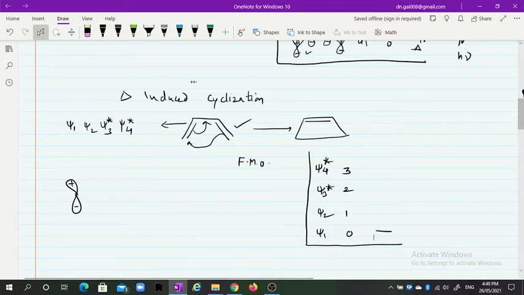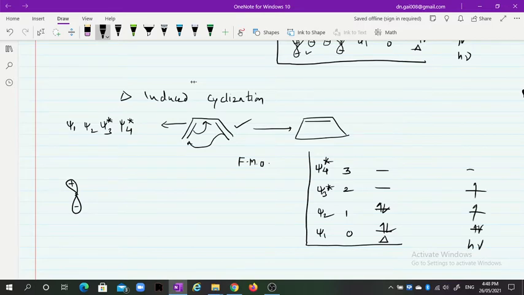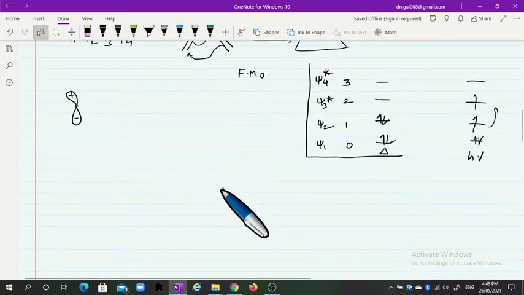If our reaction is thermally induced, there is no excitation of electrons. For photochemical reaction there is excitation of electrons. Therefore, firstly we consider the thermally induced cyclization. For thermally induced cyclization, the two electrons in this orbital make it the highest occupied molecular orbital for thermal condition.